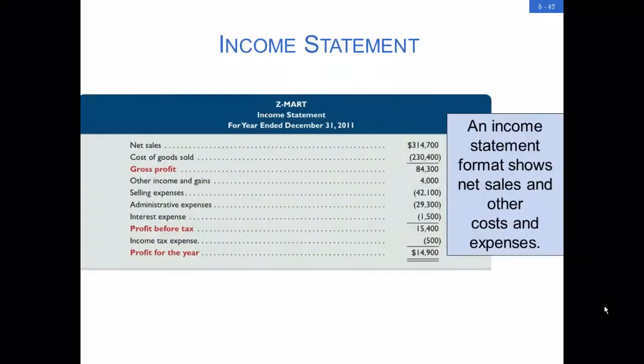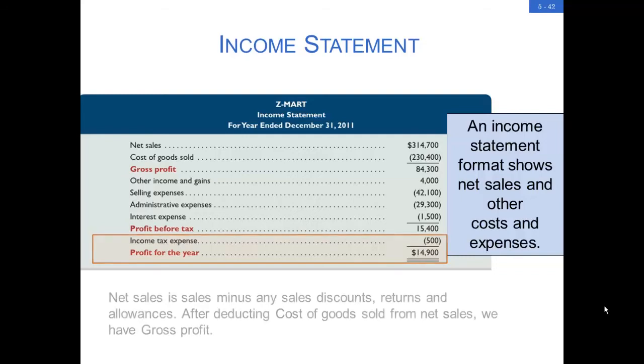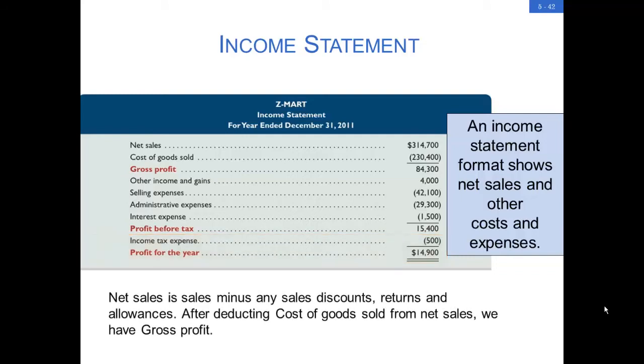In the income statement of a merchandiser, there are three main parts. Gross profit, determined by net sales less cost of goods sold. Profit before tax, determined by gross profit less other expenses. And profit after tax, or net income. Net sales is sales minus any sales discounts and sales returns and allowance. After deducting cost of goods sold from net sales, we have gross profit.